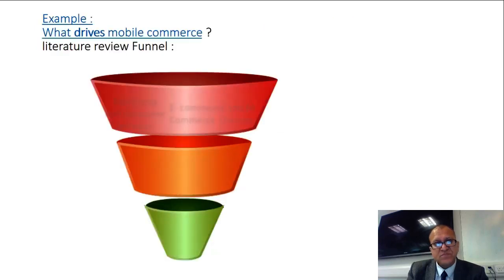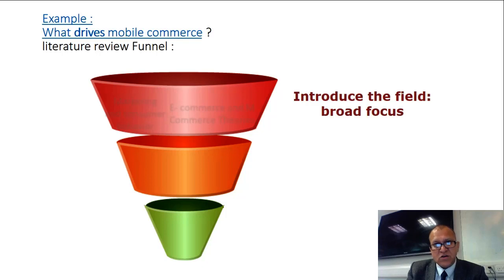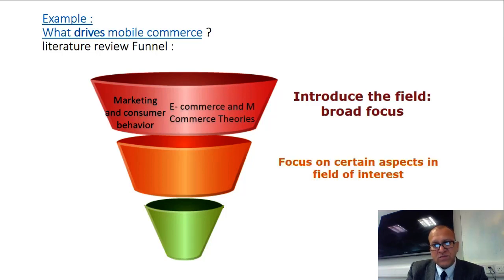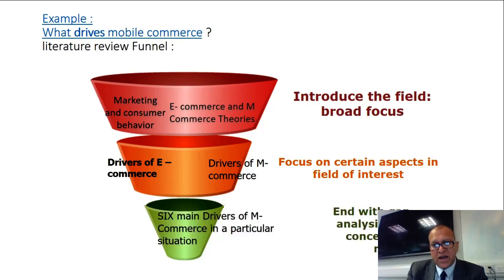Take another example here: what drives m-commerce, or mobile commerce? Let's say the map. Introduce the broad topic, read the title, drivers, mobile commerce, and the theories behind that. If it's consumer behavior, of course marketing and consumer behavior related theories. E-commerce may have better ideas, so m-commerce and e-commerce theories will be at the beginning. You focus on certain aspects of the field, so maybe drivers from e-commerce and drivers of m-commerce, because e-commerce may have had much more previous research and m-commerce may not, so you may get more in e-commerce, followed by the end gap analysis, and then you summarize things. Finally, you get 6 main drivers of m-commerce in a particular situation, and then develop hypotheses and assertions.